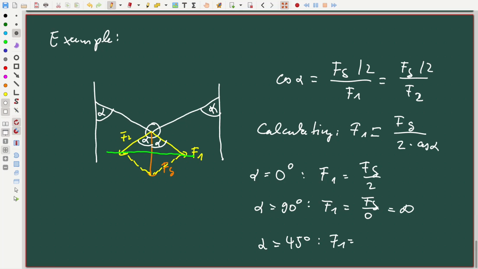So the last special case which we can have a look at is alpha equal to 45 degrees, and then F1 is equal to Fg divided by 2, and cosine of 45 degrees is 1 over square root of 2. So square root of 2 we can write in the numerator, and square root of 2 divided by 2 is the same as 1 over square root of 2, so this would be identical to Fg divided by square root of 2. And this also makes sense. So in this case, it's not half of the weight which every wire has to carry, but only less by a factor of square root of 2.